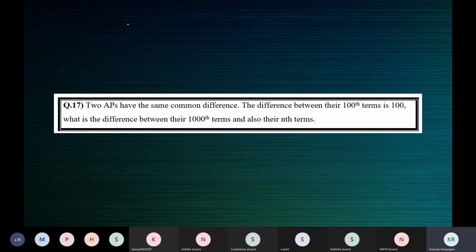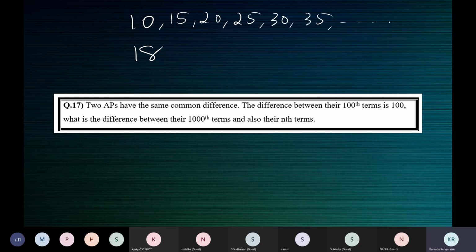Let's take another AP. Let's take 10 and 18. The first terms are different. The common difference is the same in both APs. So I've taken 10 and 18. Let's say the common difference is 5. So 10, 15, 20, 25, 30, 35, and so on. And 18, 23, 28, 33, 38, and so on.